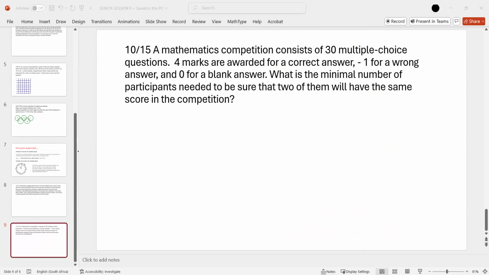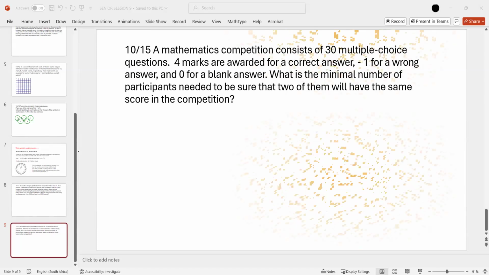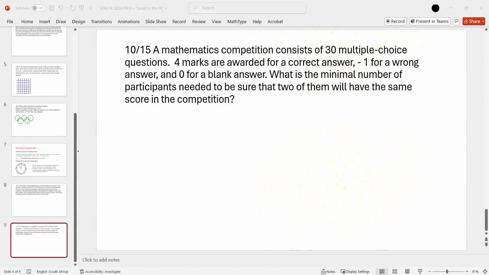Okay, a mathematics competition consists of 30 multiple choice questions. Now, 4 marks are awarded for the correct answer. So you got multiple choice questions, MCQs. If you choose the correct answer, you're given 4 marks. But if you choose an answer and it's wrong, you get -1 marks. So this is negative marking for multiple choice, which is a wise thing to do. It avoids guessing. And if people wrote a blank answer, then you get 0. Now here's the question: what is the minimal number of participants needed to be sure that 2 of them will have the same score in the competition?